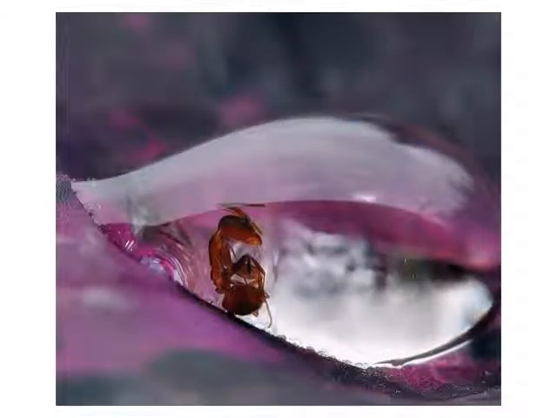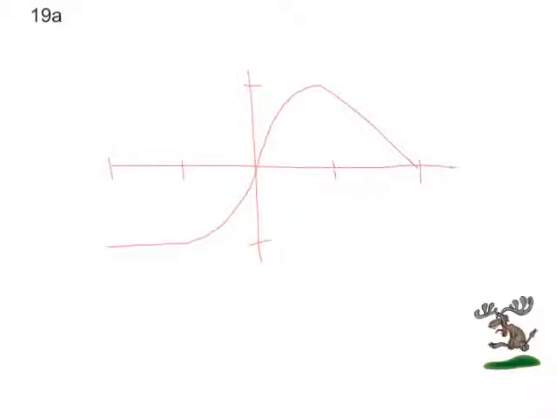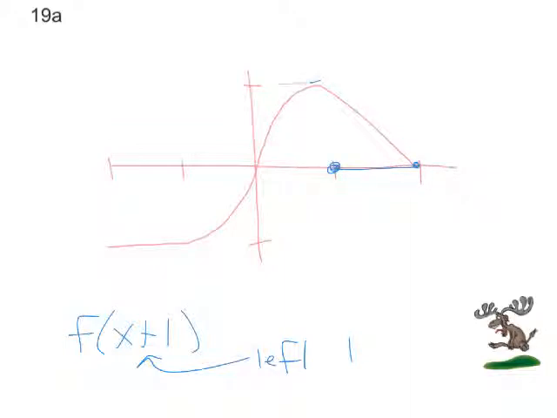Okay, moving on to problem number 19. We're given the graph of a function and we're supposed to sketch the graph of transformations to that function. So it's more sketching. Okay, 19a, we're asked to sketch f of x plus 1. And we know that what that means is a shift to the left 1 unit. So all of our key points move left 1 unit.